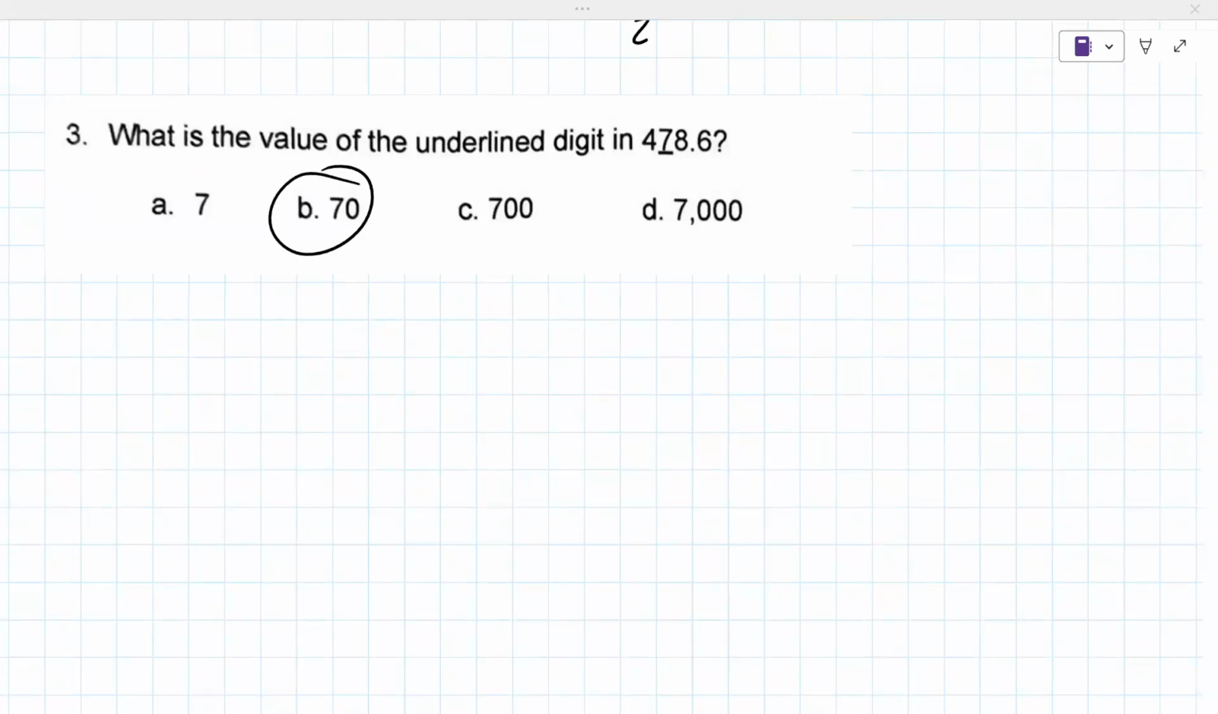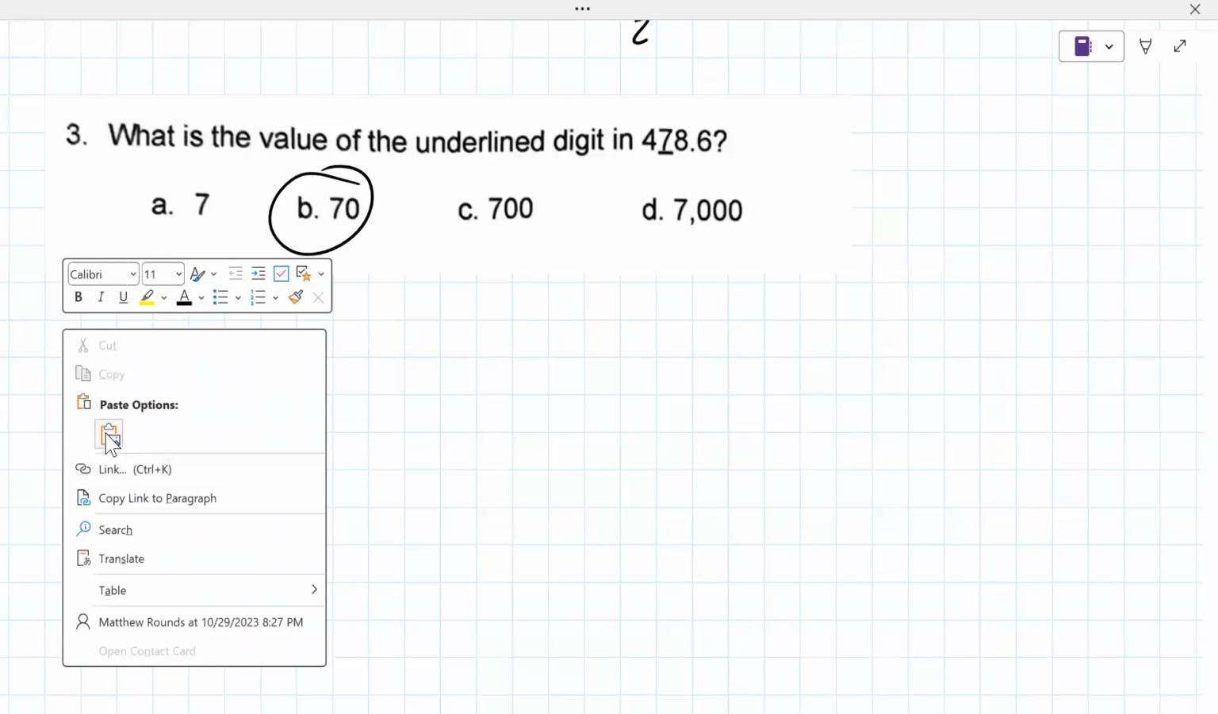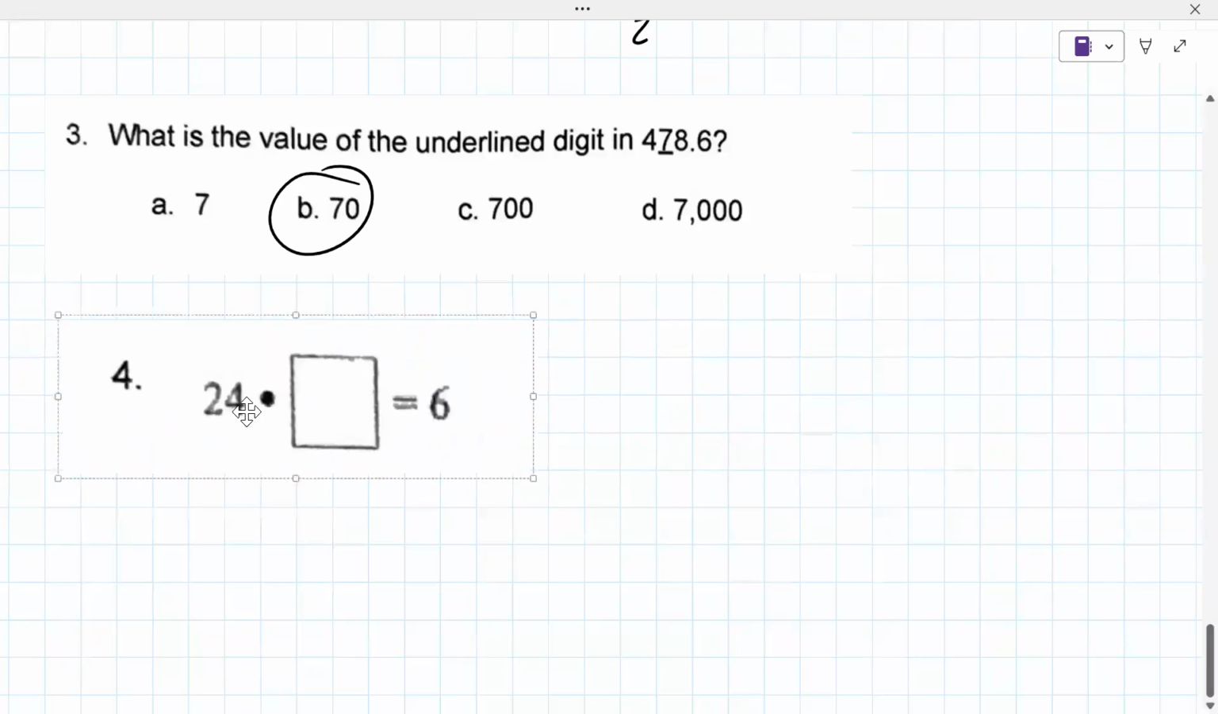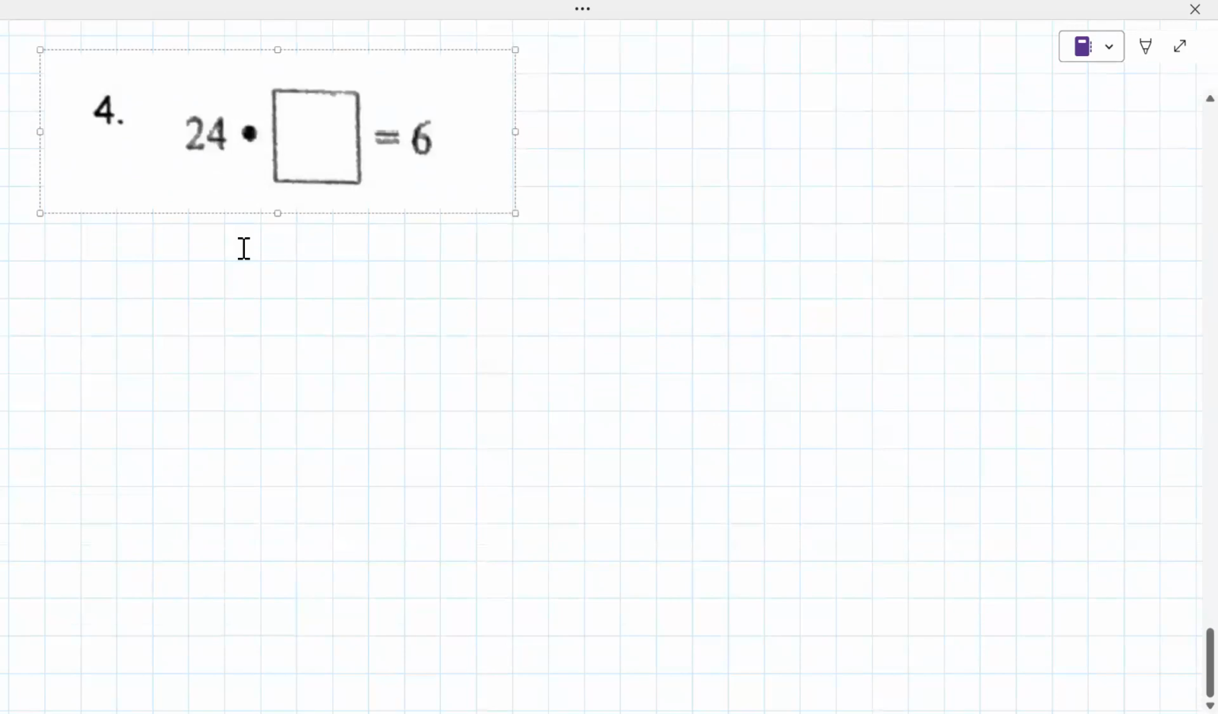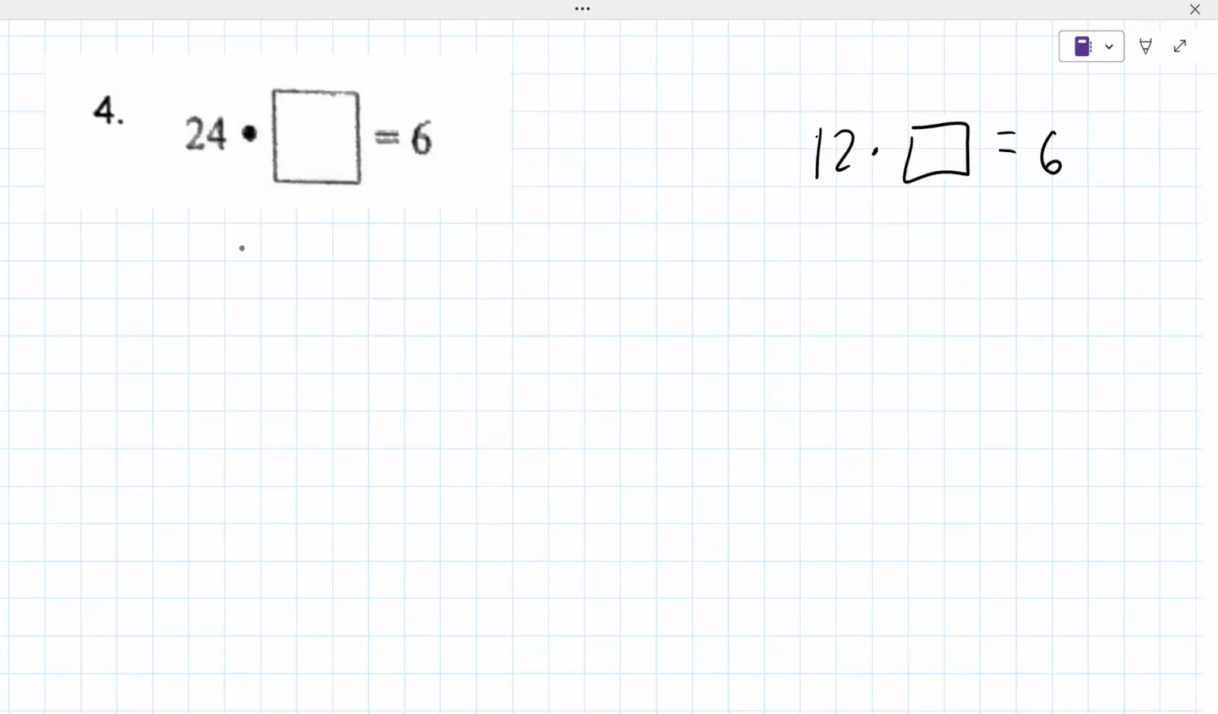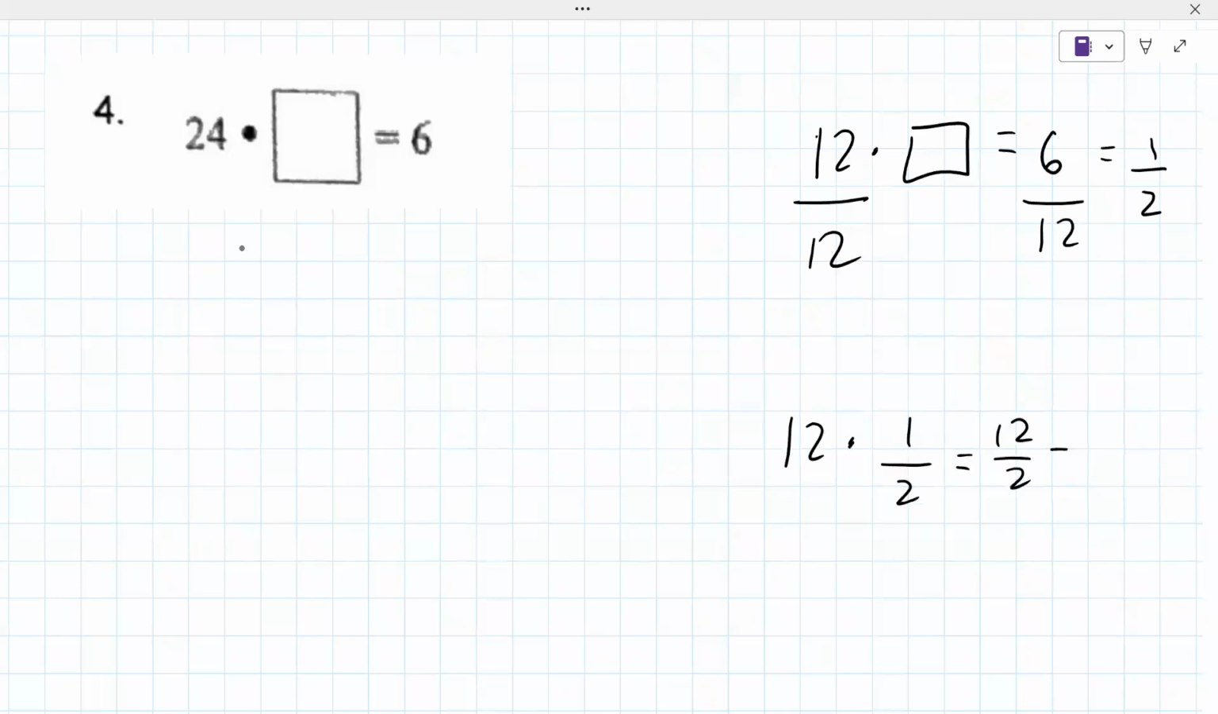Four. We did some like this last time. If you need an example, I can give you one. Sure. Yeah, because I don't understand this one. All right, so let's say it's 12 times some number equals 6. If you were to divide both sides by 12, what would that become on the right? 6/12, which reduces to 1/2. So if we go back to the original problem, 12 times 1/2 is 12 divided by 2, which is 6.